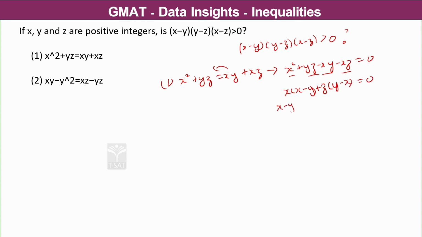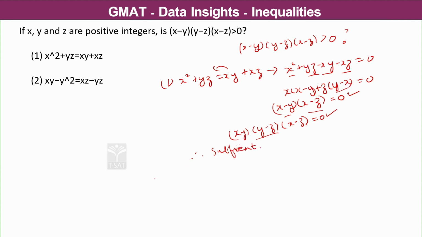If you take (x minus y) out common, you will have (x minus z). Y minus x is minus 1 into (x minus y). So (x minus y) into (x minus z) is equal to 0. So when you know that the product of these two numbers is 0, then definitely you know that (x minus y) into (y minus z) into (x minus z) will be equal to 0 also, because 0 into anything, y minus z can be anything, it will give you a product of 0. Therefore, you can definitely say that it is not greater than 0. Therefore, this information is sufficient to answer the question that is asked.